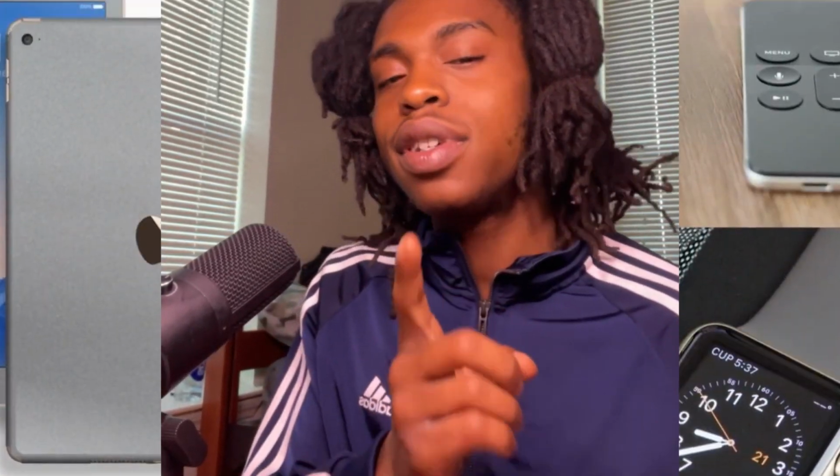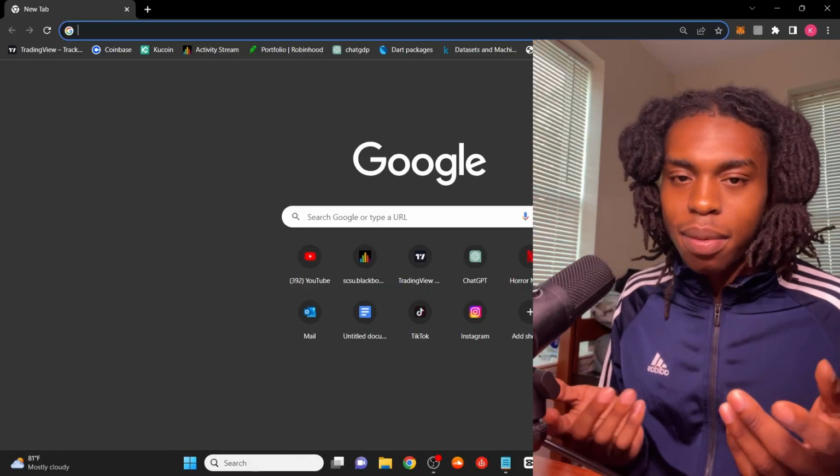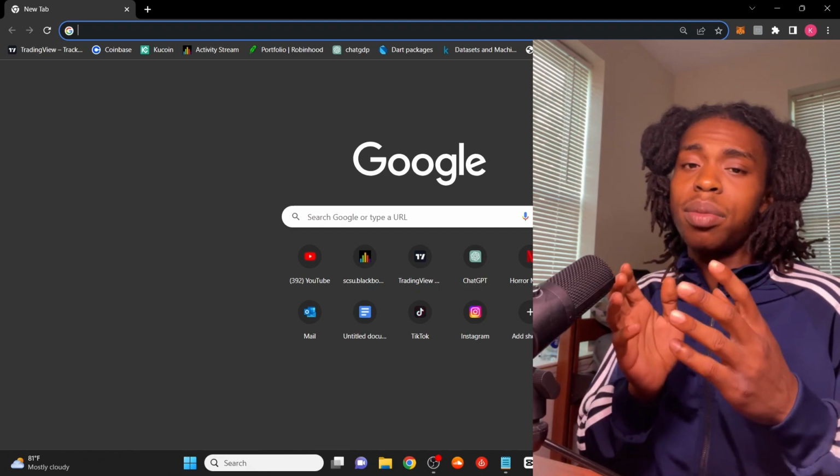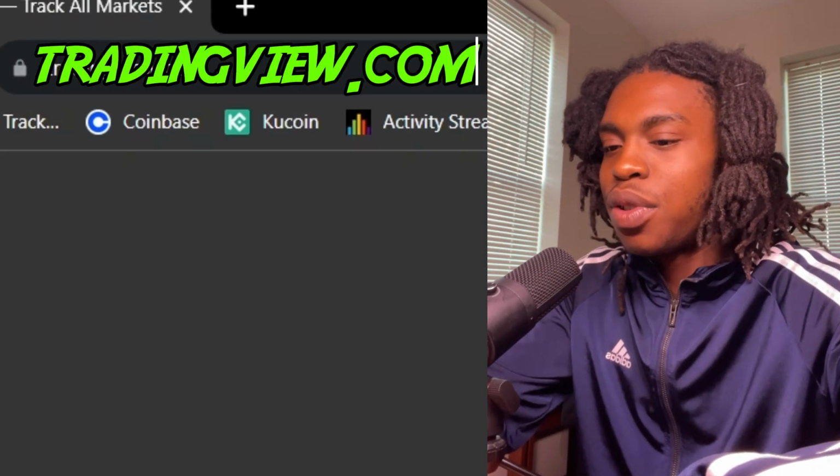Now that we know that a stock represents a share ownership in a company, I gotta show you how you can view your stock. The first thing you wanna do is go to TradingView.com. TradingView is a free app. You can get it. I got the basic membership. It's like $15 a month. Just type in TradingView.com.